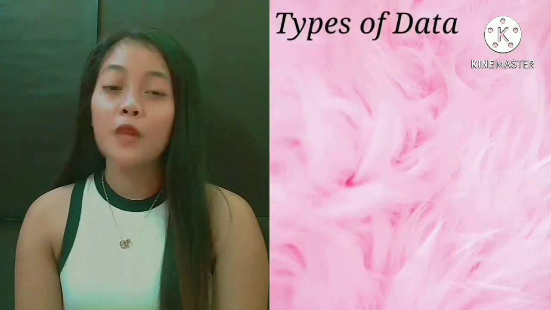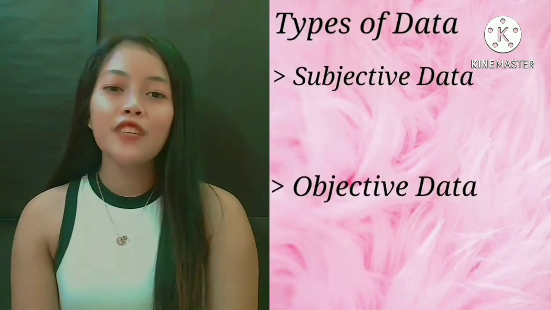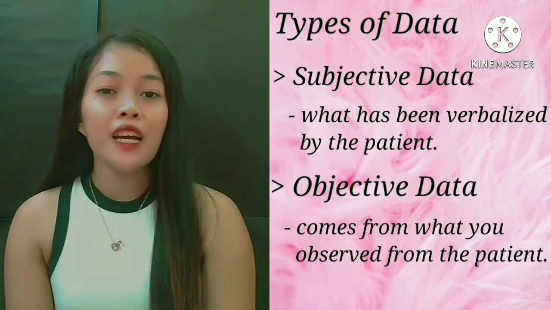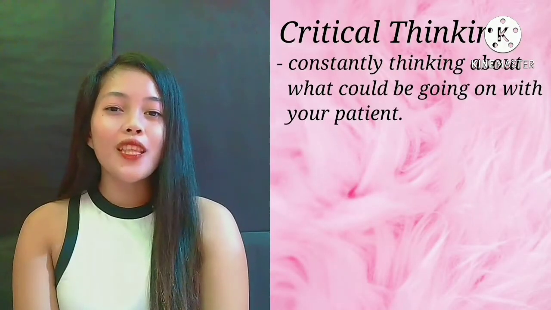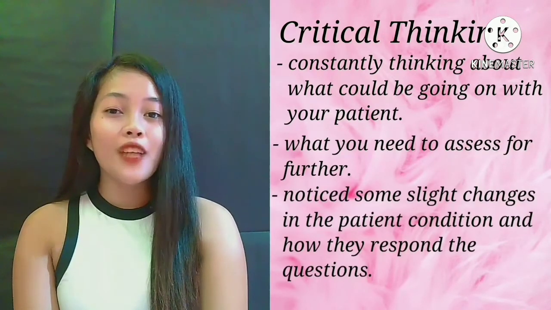There are 2 types of data: subjective or objective data. Subjective data is what has been verbalized by your patient, while objective data comes from what you observe from your patient. The second component is critical thinking. This is when you are constantly thinking about what could be going on with your patient and what you need to assist with further. You as a nurse notice slight changes in the patient's condition and how they respond to questions.